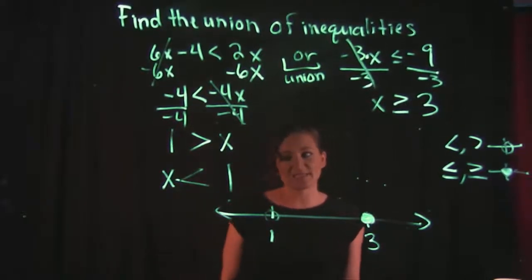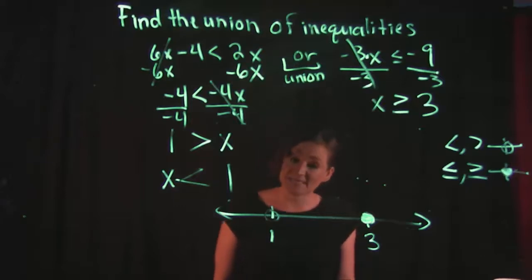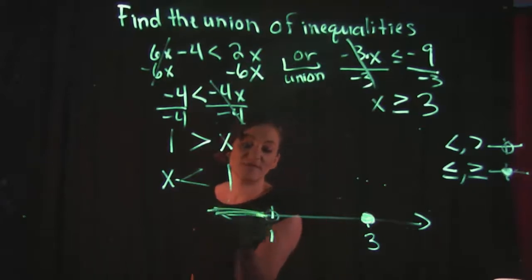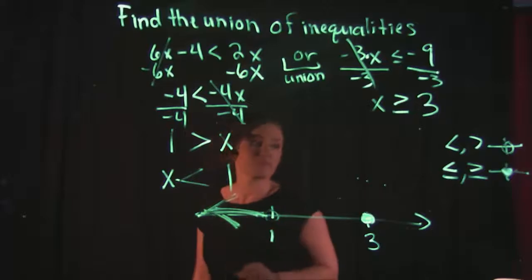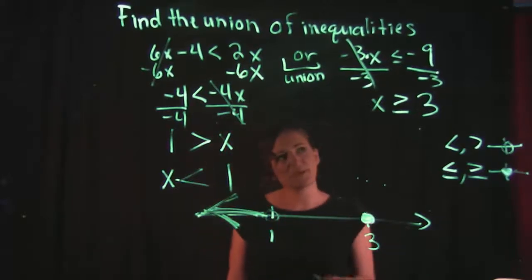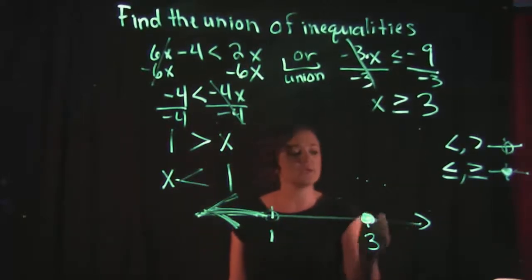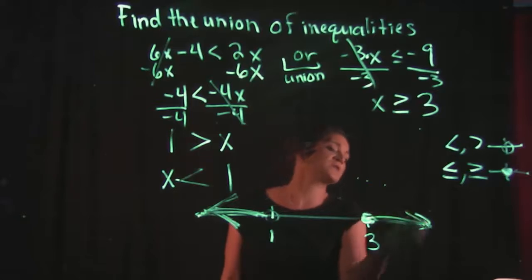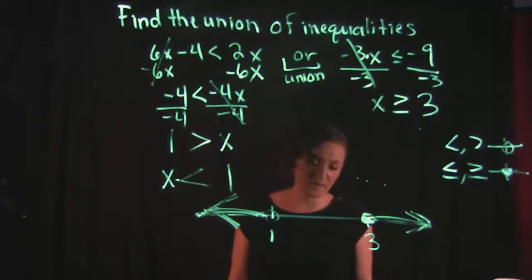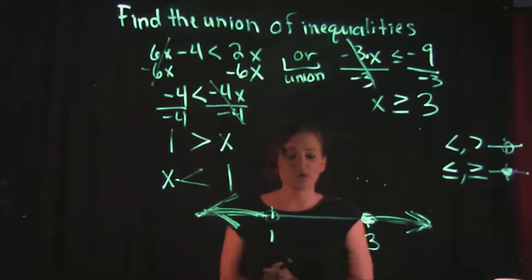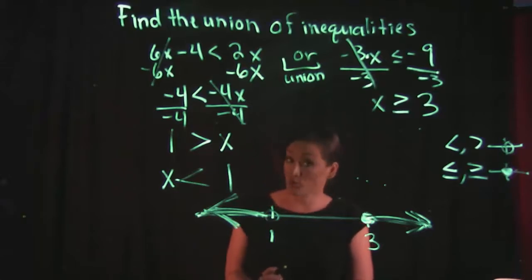Otherwise, looking back at x is less than 1, we want everything less than 1. That is everything to the left of 1. Okay. And over here by the 3, we want everything greater than or equal to 3. Everything greater than it is to the right of it, is bigger than it. So this is what our solution would look like as far as our graph is concerned. All right, so this is the union of these two inequalities.